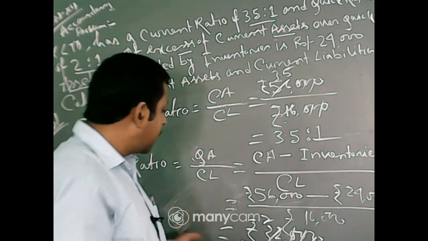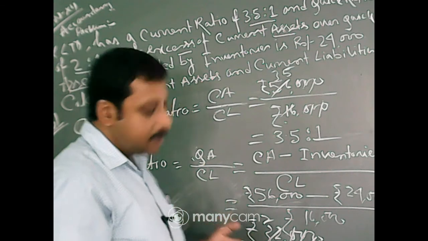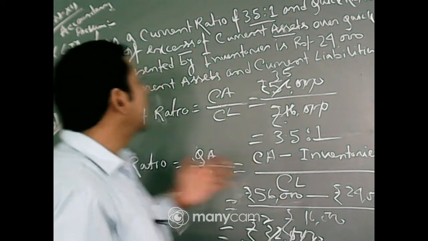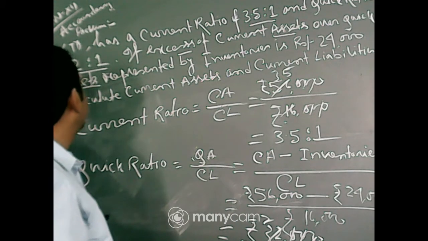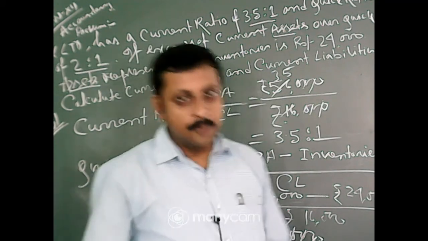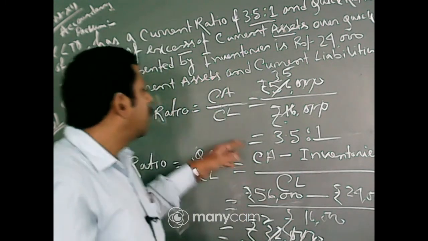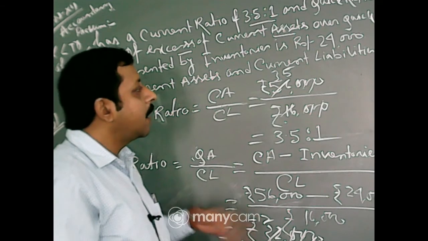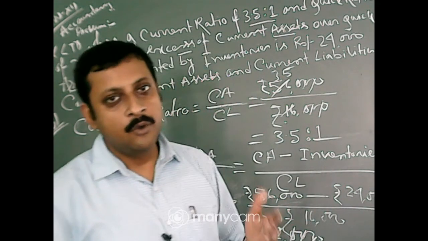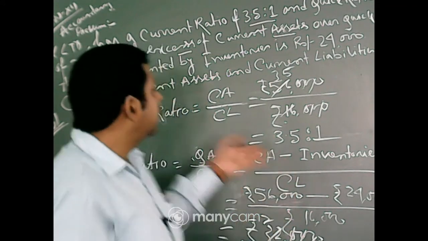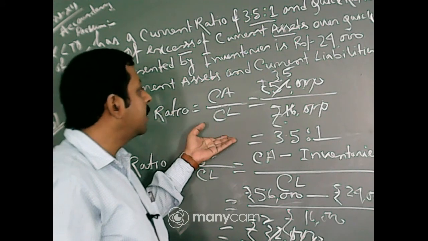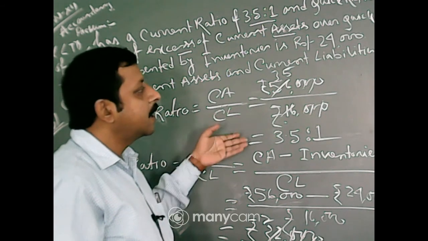Here, we have to analyze the position of a company X Limited. The current ratio is 3.5:1. Now 3.5:1 means for 1 rupee of current liability you have 3.5 rupees in your organization. So this company is very much solvent, very much liquid, and anytime they can pay the current liability.